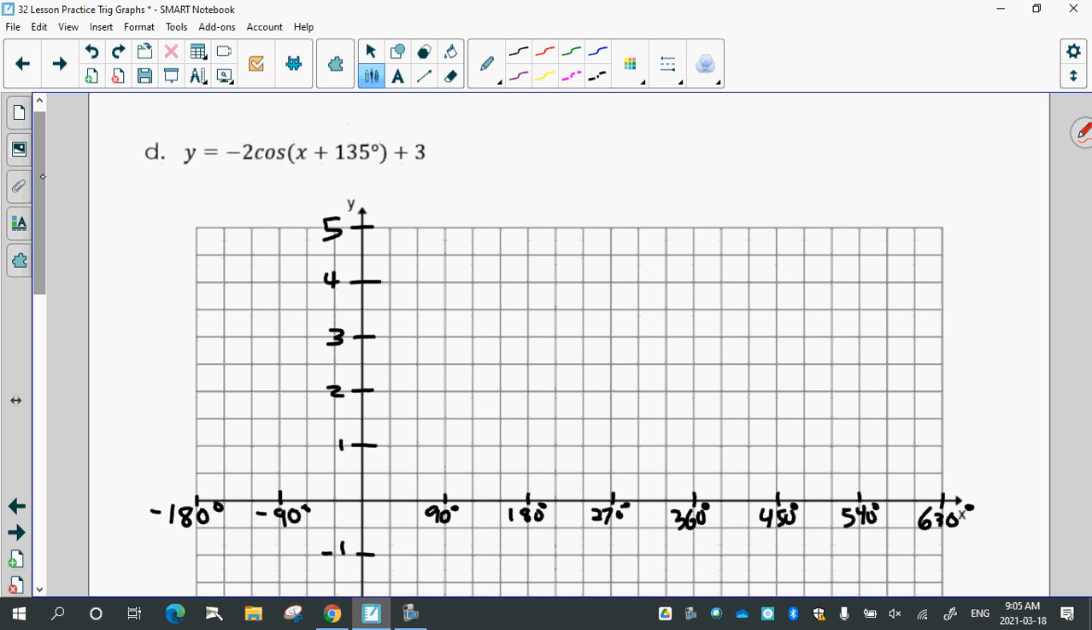Parent function is y equals cos x, which is like the standing wave. So it starts at 0, 1, and at 90 it's at 0, 180 it's at -1, and 270 it's 0. And you draw it like that.